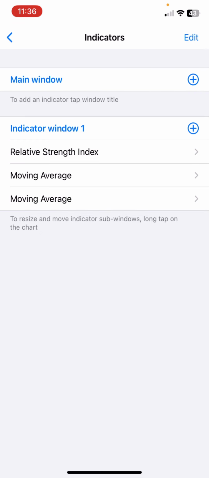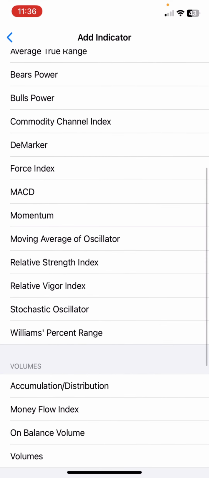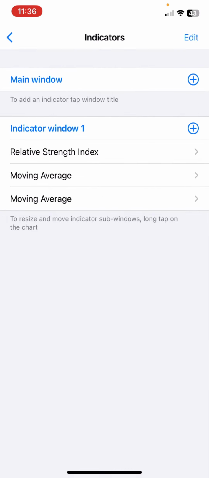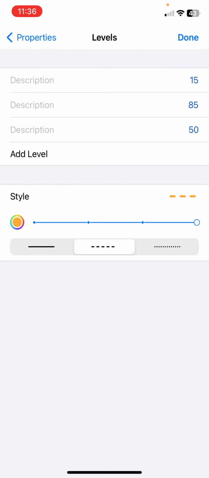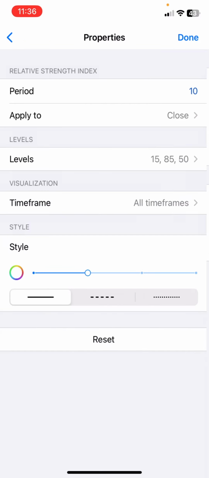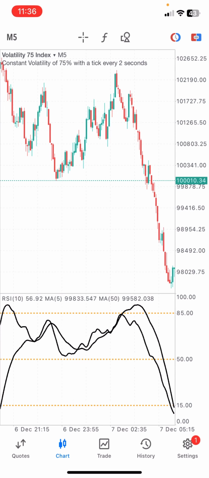Click on the main window plus, search for your RSI, which is right here. Now this is the RSI. Click on it, and these are the properties. The period is 10, apply to close. The levels, we need the 15, 85, and 50 levels. Choose any color of your choice for your level colors, and click on done when you set everything up.